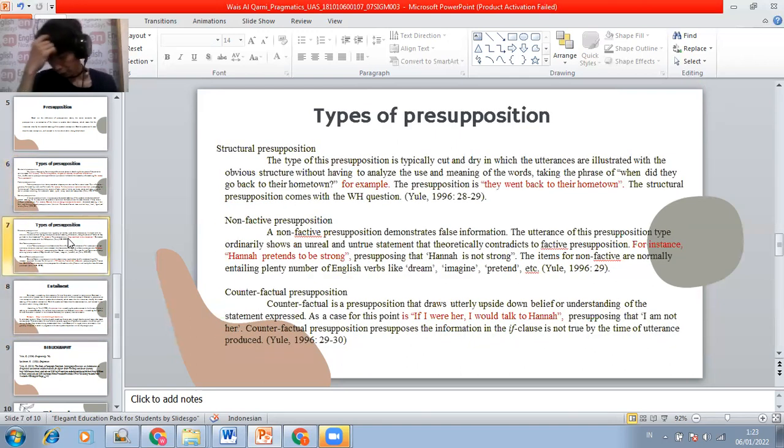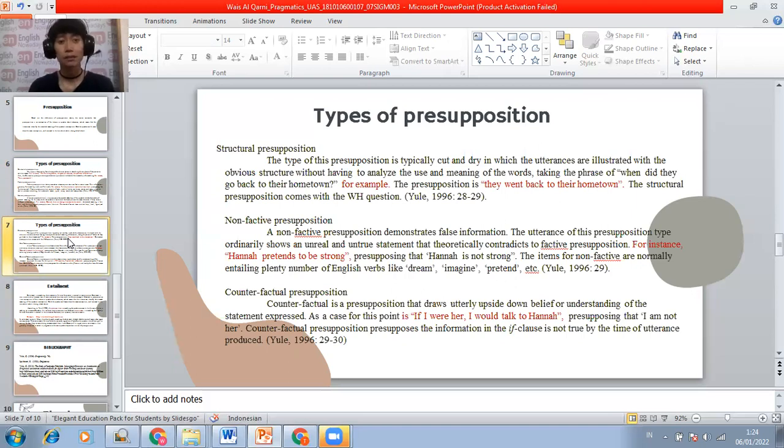The fourth type of presupposition would be structural presupposition. The type of these presuppositions is typically cut and dry, meaning really clear, in which the utterance is illustrated with an obvious structure, without basically having to analyze the use and the meaning of the words or the phrases of when. Okay, let's take the example. When did they get back? When did they go back to their hometown?